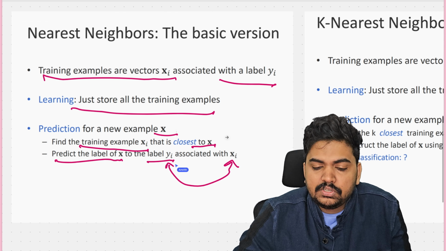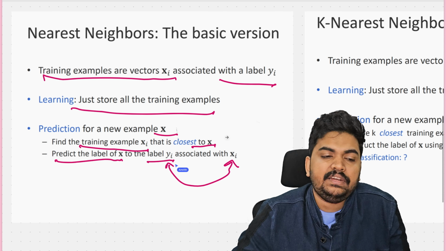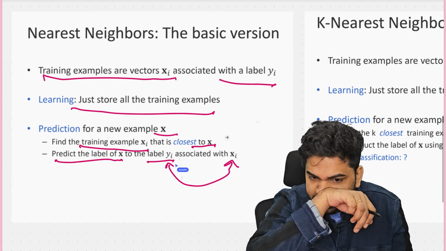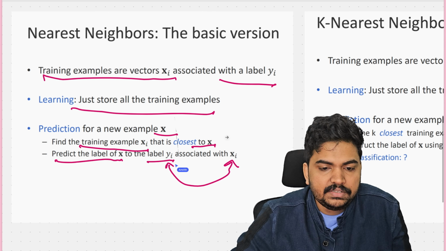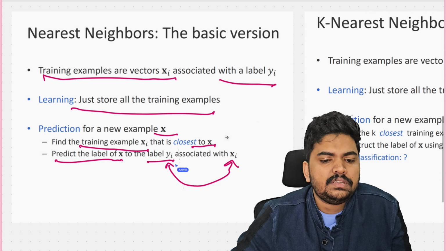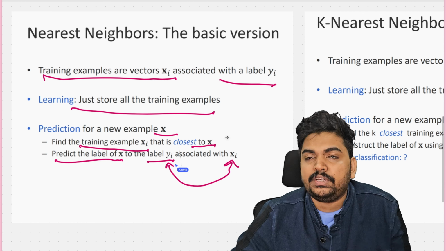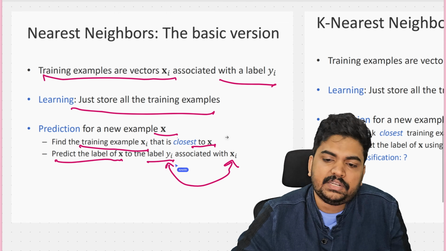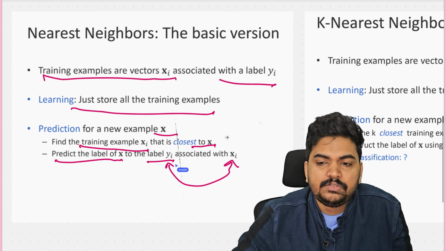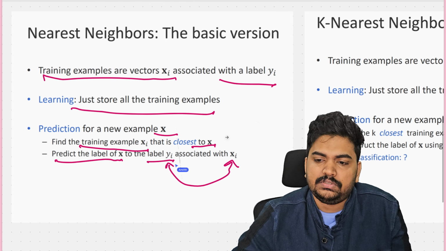This is also called the one nearest neighbor, or 1-NN, problem setting. It's very simple. We have training examples formulated as feature vectors. There is no learning per se involved other than just storing all the training examples, which are nothing but the vectors and their labels. For a new instance, we simply find the closest example and assign the label of the closest example.